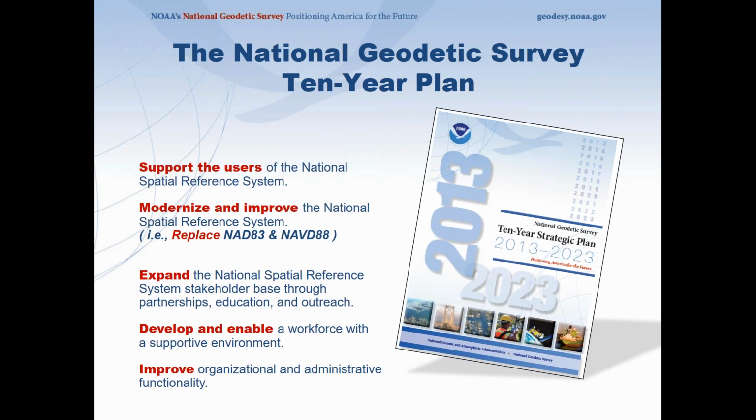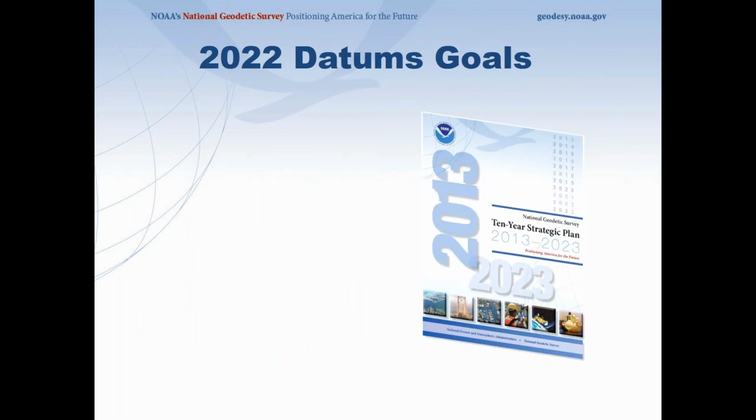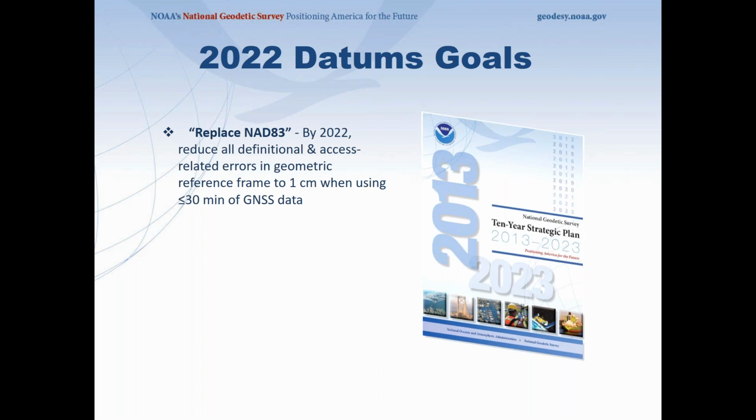So back in 2013, NGS came up with a 10-year plan, and part of it is to support the National Spatial Reference System, modernize and improve the NAD 83 and the NAVD 88, expand our stakeholder base through partnerships and education outreach, and this is one of the things I'm doing now. Develop a workforce that can support our environment and improve the organizational administration function of NGS. But what we're going to talk about is replacing the NAD 83.